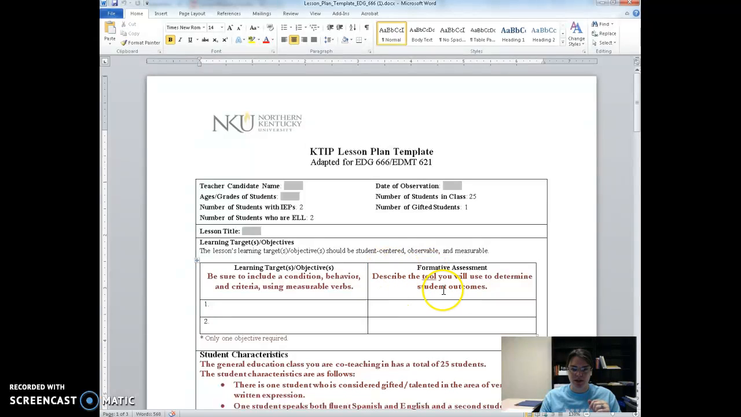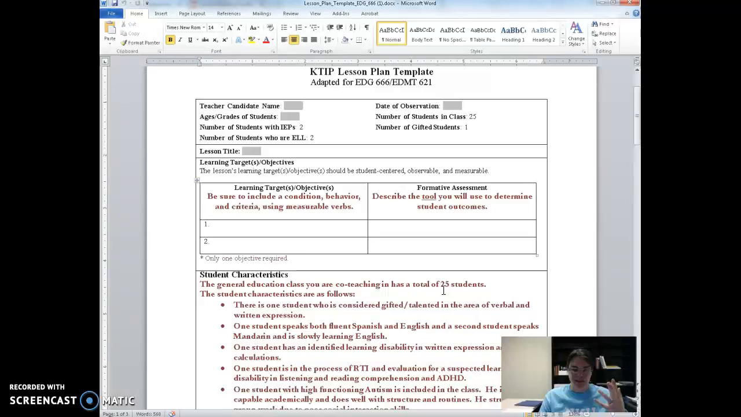And then what has been written in red are just some things to help you think about how to make this an appropriate lesson for our class. So those are just tips in there, and you can delete them if you want, or you can leave them there. It doesn't matter either way.